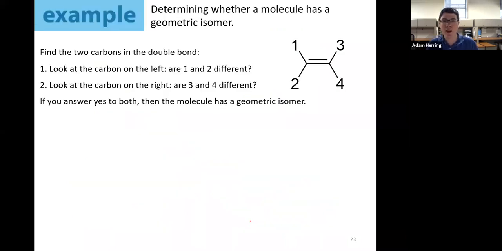So let's look through and talk about how to determine whether or not a molecule has a geometric isomer. First thing to do is to find the two carbons that are involved in the double bond. Let's call these carbon A and carbon B. And then we ask ourselves, are the groups attached to carbon A the same or are they different? And we then ask, are the groups attached to carbon B the same or are they different? And if they are different, if 1 is different from 2 and 3 is different from 4, then the molecule has a geometric isomer.